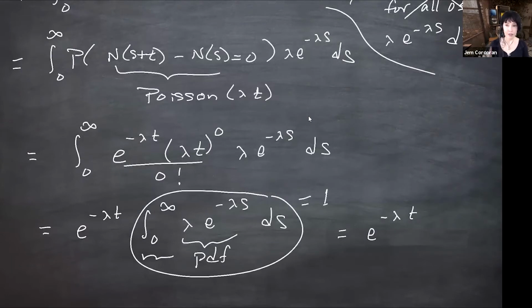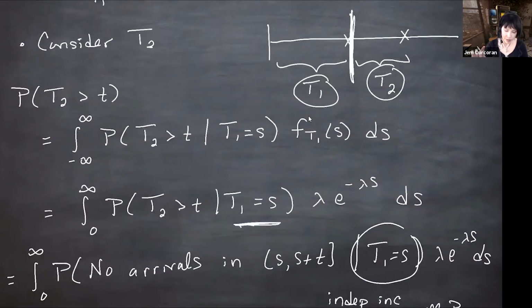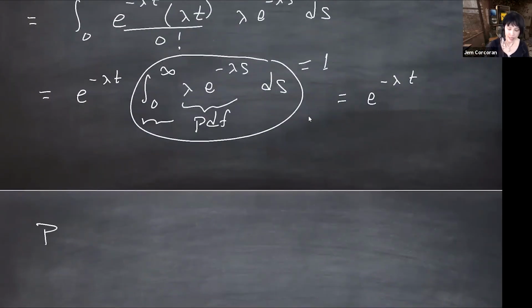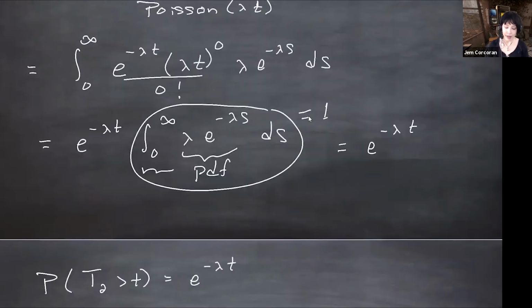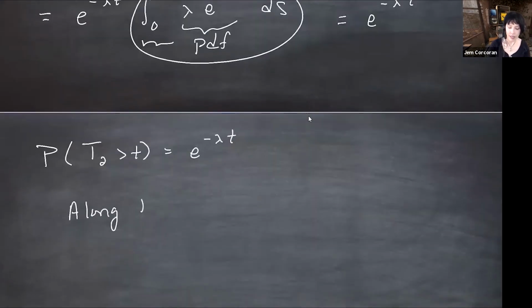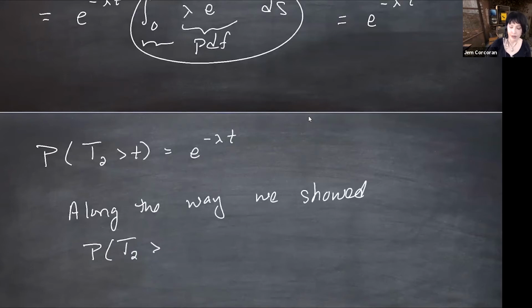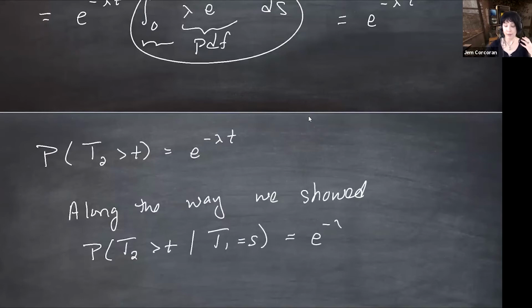Let me just scroll right back. We started with the probability that T2 was greater than t, and we got that this was e to the minus lambda t. And you know what else happened along the way? We showed that the probability that T2 is greater than t given T1 is s, so we translated that into the process, the N of t stuff, and then we got that this was e to the minus lambda t.